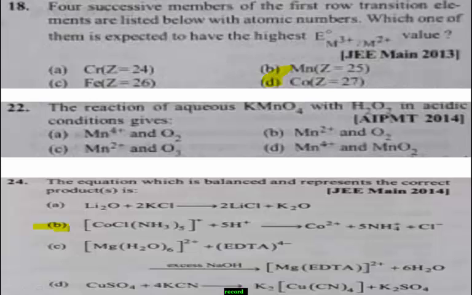Yes, next I forgot the 22nd question. So see the 22nd question. The reaction of aqueous KMnO4 with H2O2, hydrogen peroxide, in acidic condition gives. Yes, you must and should write the reaction according to the question.